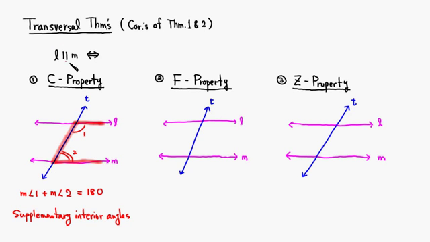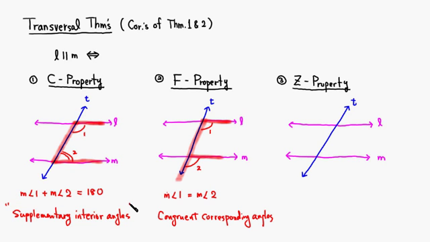Line L and line M are parallel if and only if F property. F property, if you look at it this way, the letter F, tells you that these corresponding angles are involved, so they must be congruent. I'm going to call it angle 1 and angle 2. Measure of angle 1 is equal to measure of angle 2. You would have congruent corresponding angles.